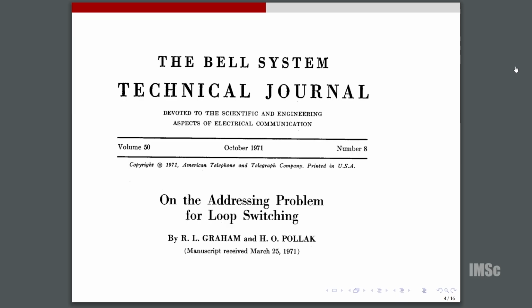So what I described to you is a version of the original problem. The original problem was called the loop switching problem. It was described in a completely different language. What Graham and Pollak did was formulate that problem as a graph theoretic problem. They wanted to label a graph so that messages know how to go from one end to another very efficiently. At that time, the distance between two nodes determined the cost.